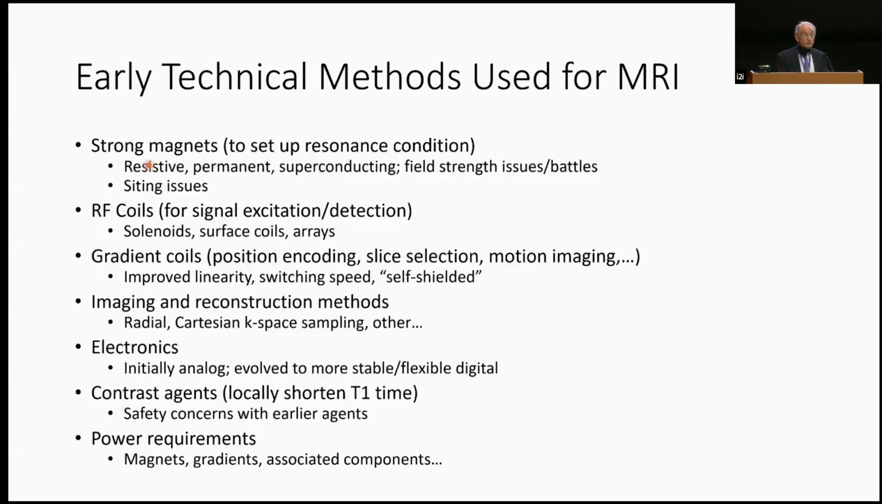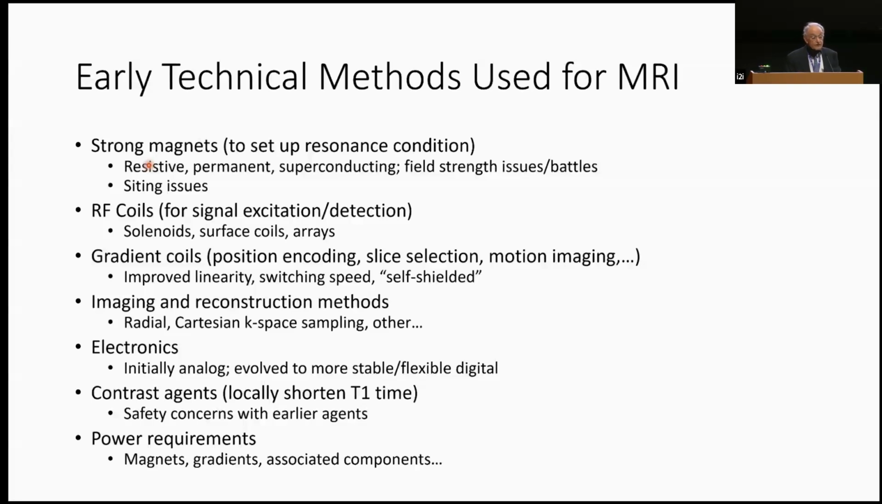Gradient coils, again, were important, as I said, for both the position encoding and slice encoding, as well as a variety of other things. They're just really kind of the Swiss Army knife tool used for MRI. And so the various methods would try to make them more linear, make them switch faster, so that self-shielding gradient coils. And this is all important hardware development to make this possible.